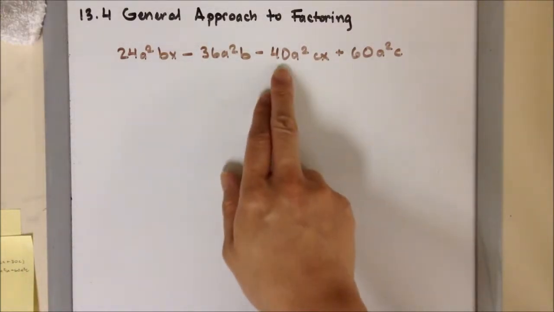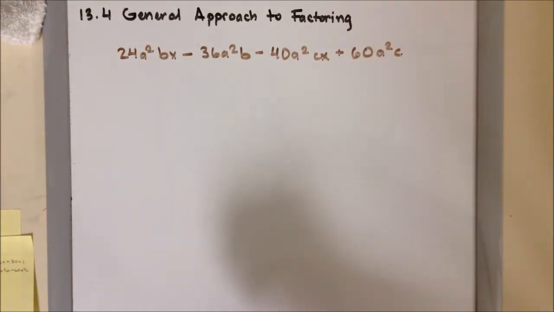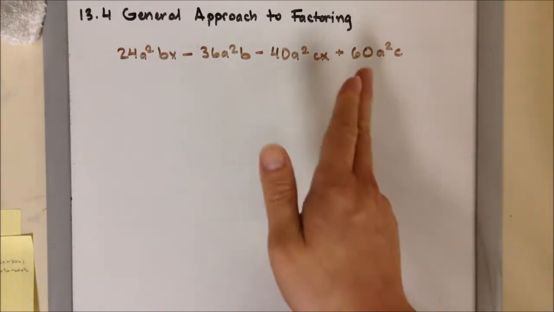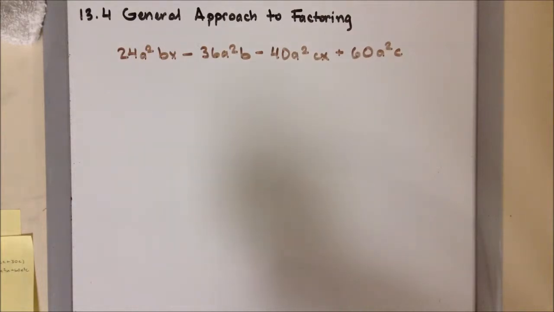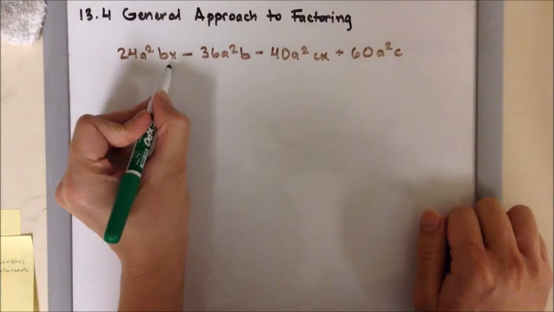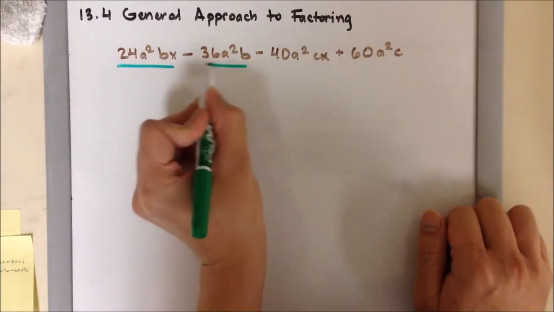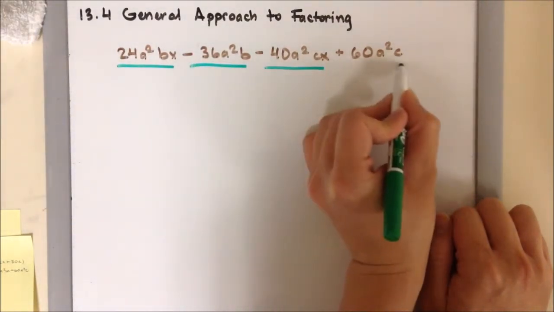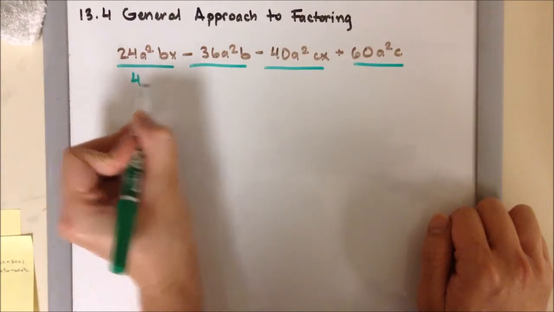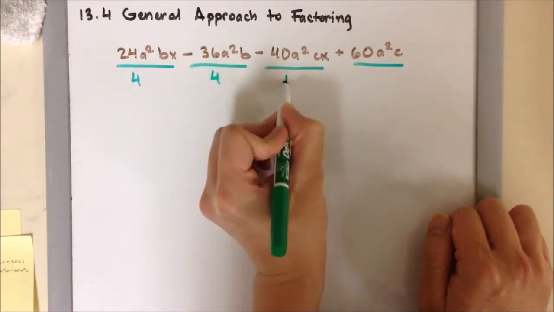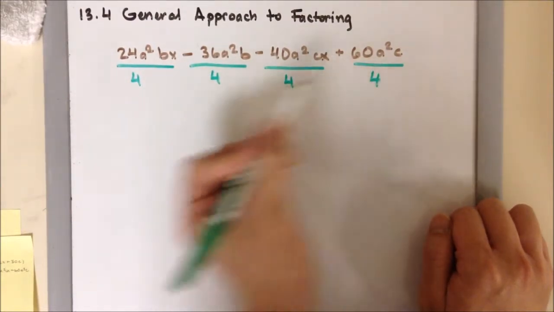6 wouldn't go in 40. 8 would not go into 60. And then 10, 12, none of them. So we can definitely divide each term by 4. For here, for there, for right here, and then for there.